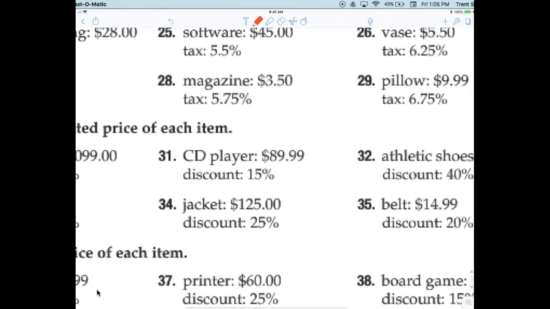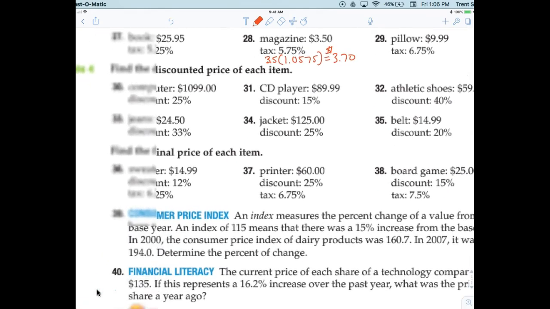Okay, 28. Okay, Sebastian, tell me what to do. So, it would be 3.5 times 1.0575. Exactly. Tell me what that is. $3.70. All right, here we go.